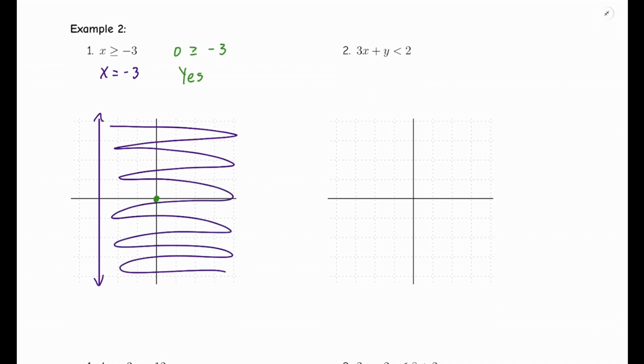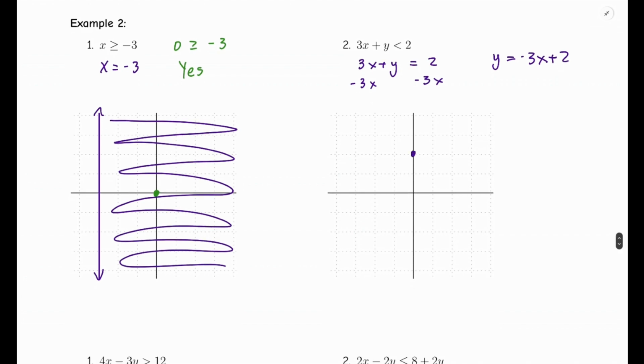Example 2. 3x plus y is less than 2. So again, I need to find the boundary line, so I'm going to change it to an equal sign. Solve for y. We get y equals -3x plus 2. Well, this has a y-intercept of 2, a slope of -3, and there's our line. But because there is no equal to part, it has to be dashed.